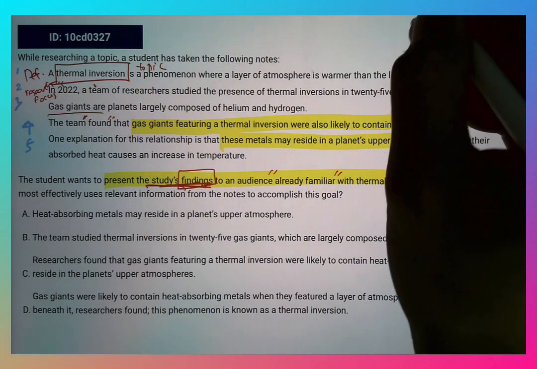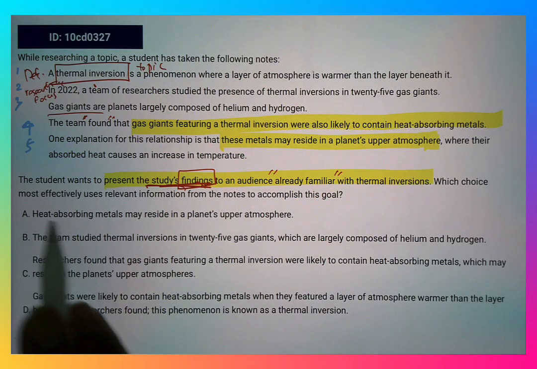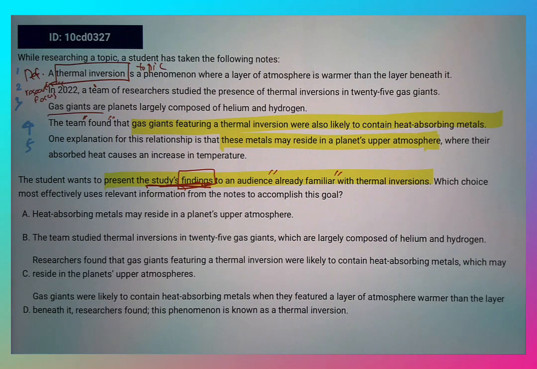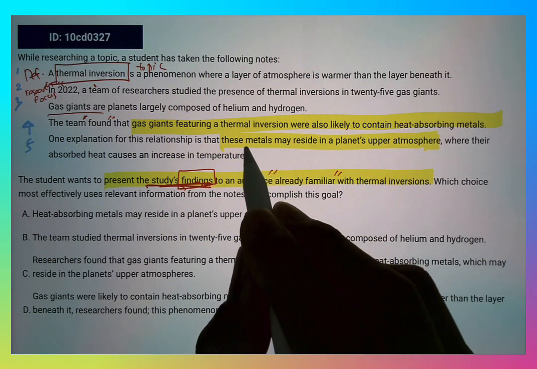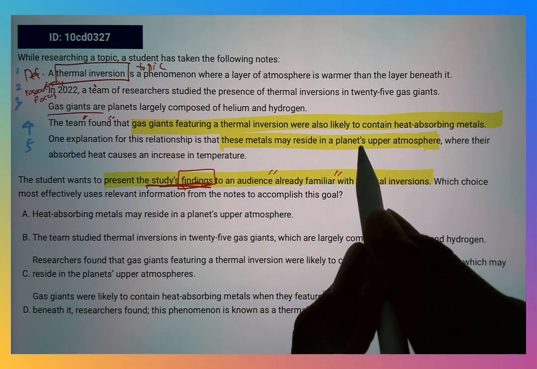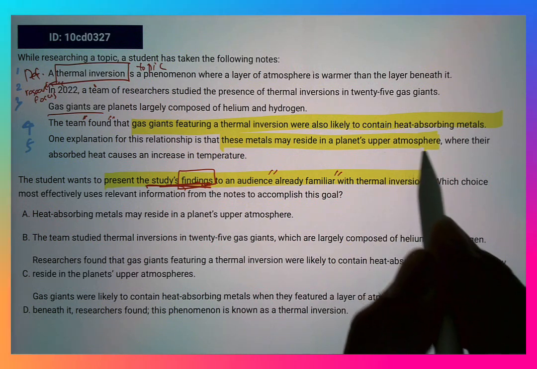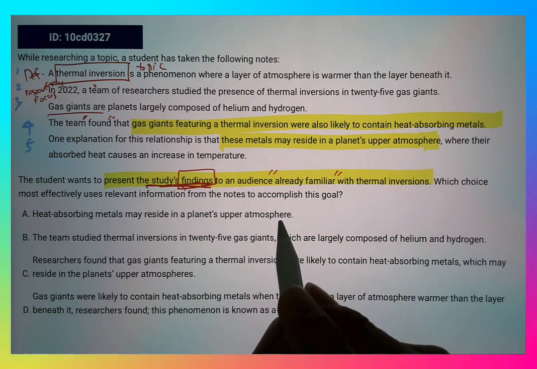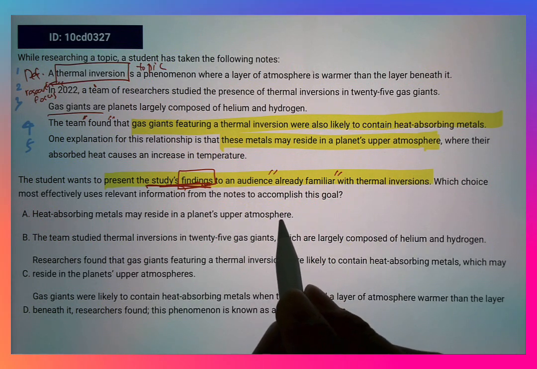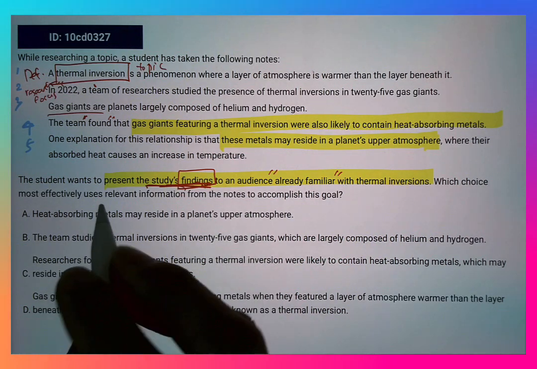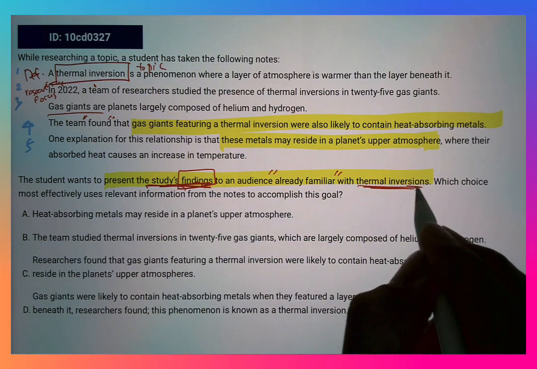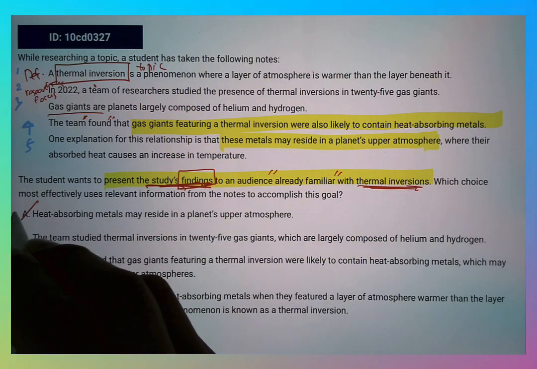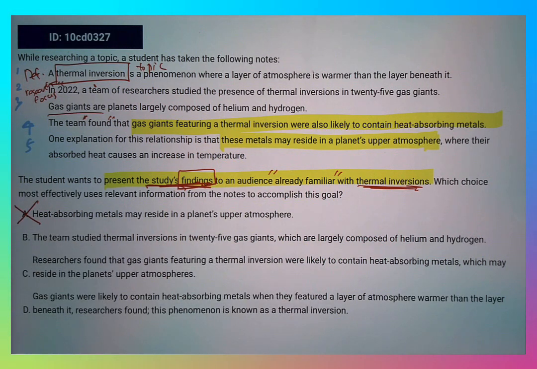Alright, let's go through the choices. Choice A, heat absorbing metals may reside in a planet's upper atmosphere. So that's targeting line 4. These metals may reside in a planet's upper atmosphere. Okay. So one thing that's missing is the thermal inversion, which is our main topic, because we have to talk about thermal inversions, and nothing about thermal inversion was discussed. Choice A should be crossed out.